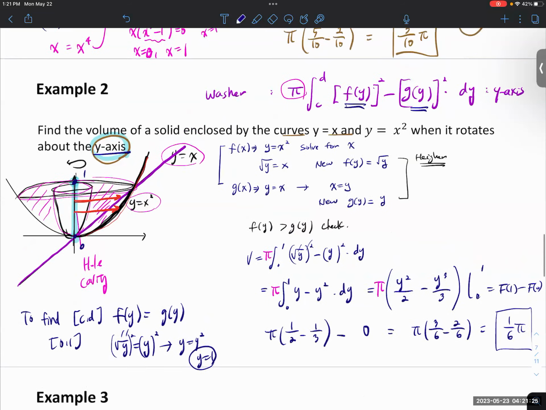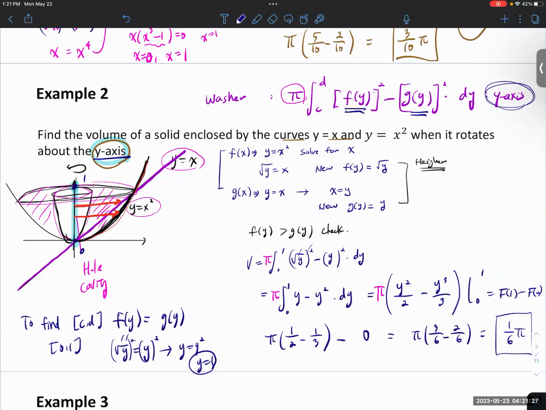So this is when you rotate about the y-axis. Change whatever the x in the equation is into terms of y. Then you need to find the intersection points to find the height, from where to where, from 0 to 1. Then check which height is higher. The quadratic was higher, so f minus g, where f is radical y, and then minus y. Are we okay? Yes.